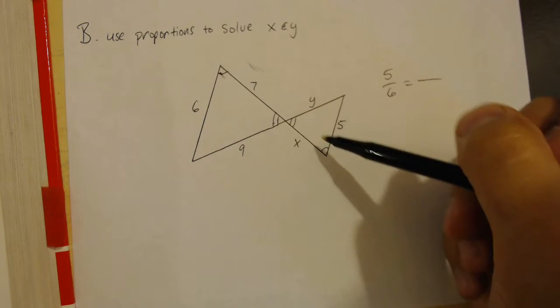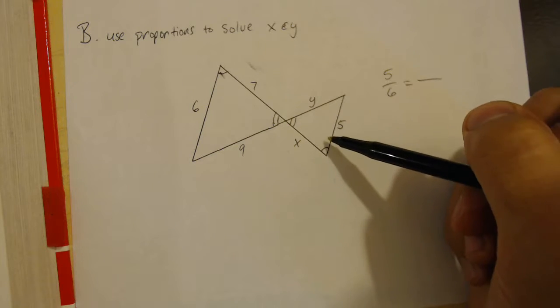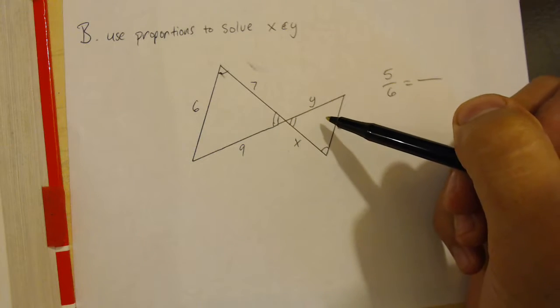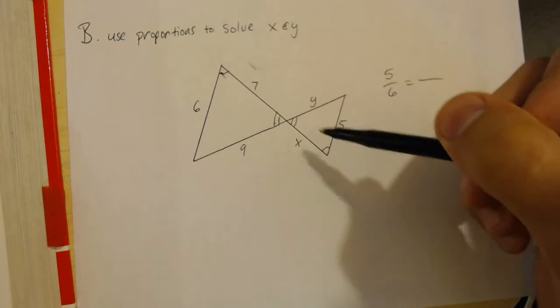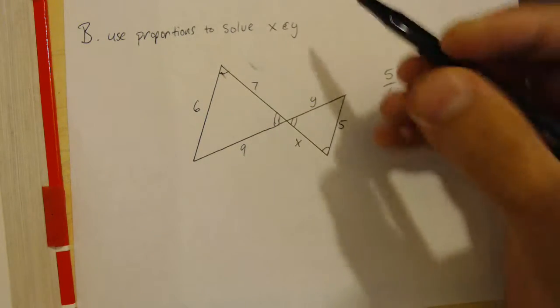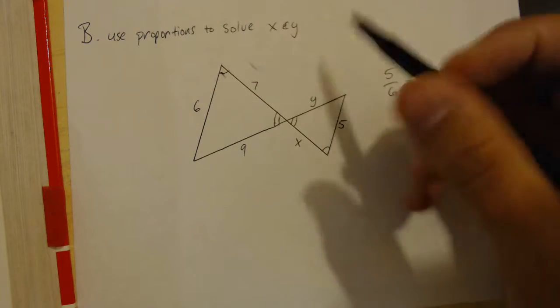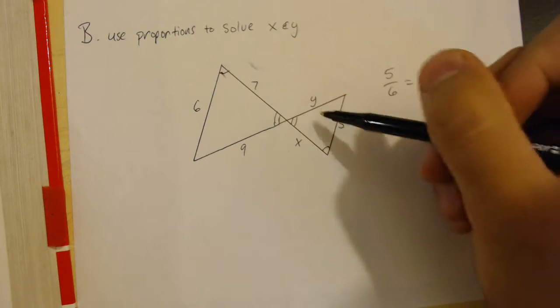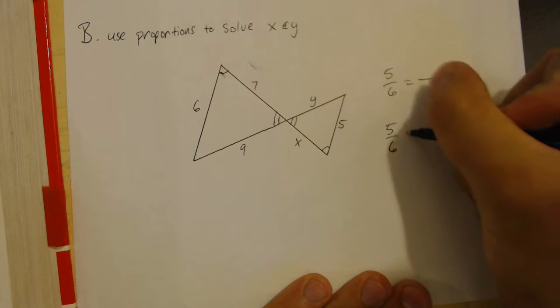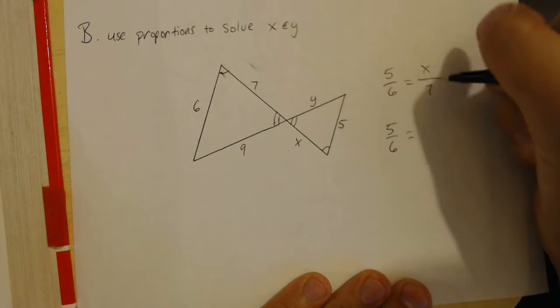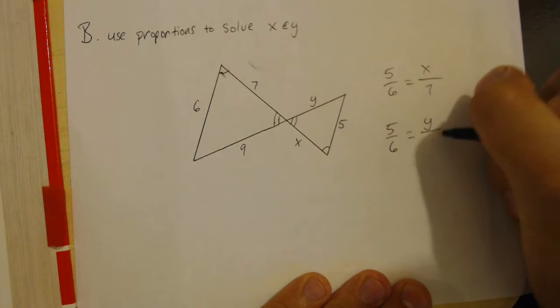Now if you look at the similar triangle tick marks here, you'll see that this triangle is upside down, or this one's upside down, but they're not perfectly oriented because the similar angles are here and here instead of here and here. So the sides that are similar in this case would be x is to 7 and y is to 9. So we'll do two proportions. 5 is to 6 as x is to 7 and as y is to 9.